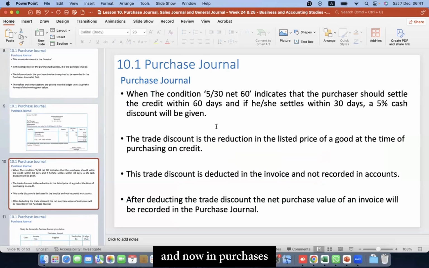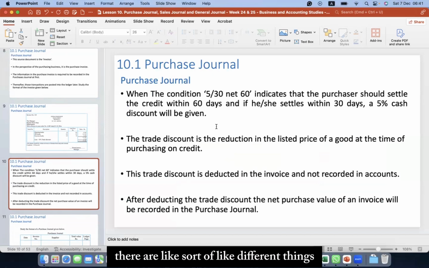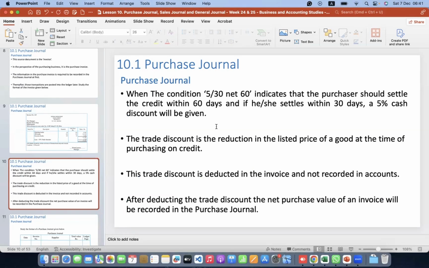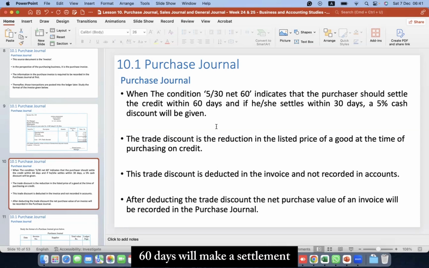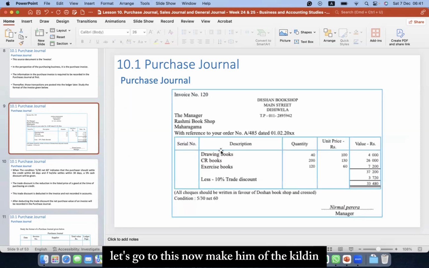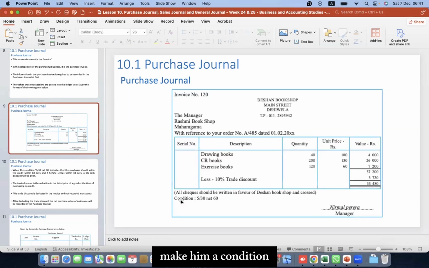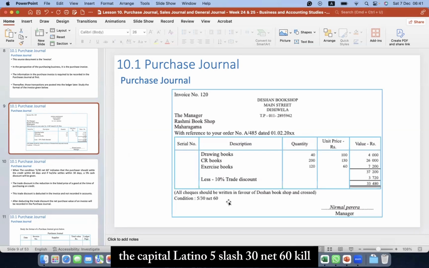And now in purchases, there are different terminologies that they use. When the condition 5/30 net 60 is given, it says the purchase should be settled in 60 days. 60 days will they settle karanna one, and if they settle in 30 days, they will receive a 5% discount. Then for example, let's go to this. Now මේකේ මොකක්ද කියලා තියෙන්නේ? මේකේ මේ condition එකක් දාලා තිනවා 5/30 net 60 කියලා.